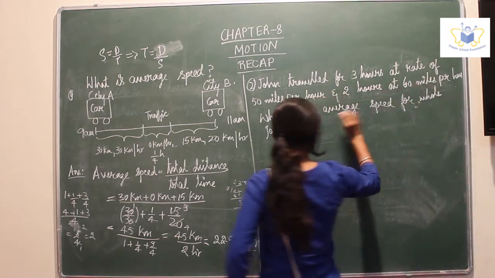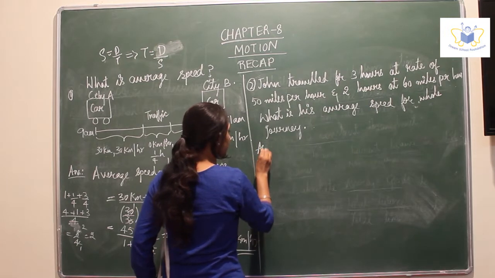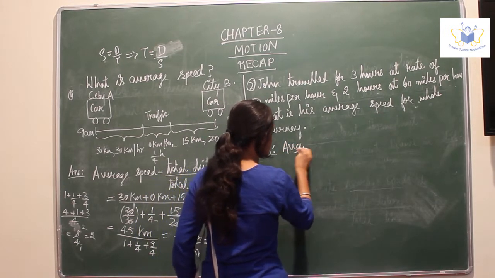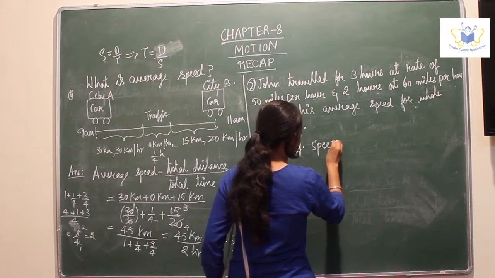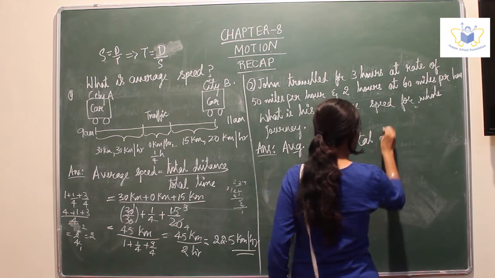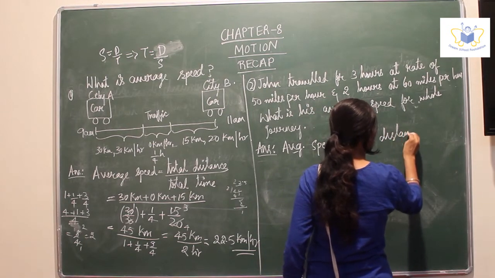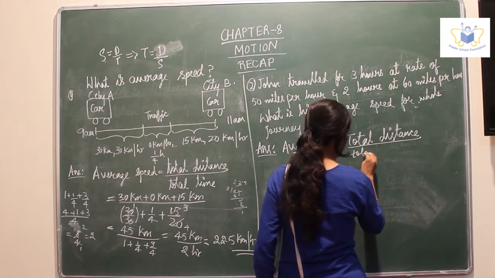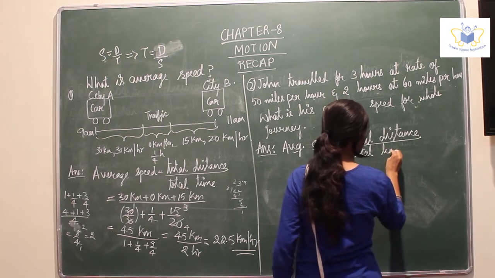Now, what is my average speed formula? First write down the formula. Average speed is equal to total distance by total time.